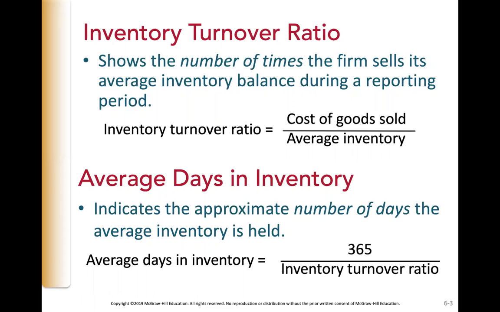Another way to measure the same activity is to calculate the average days in inventory. This ratio indicates the approximate number of days average inventory is held. The formula for average days in inventory is 365 divided by your previously calculated inventory turnover ratio.